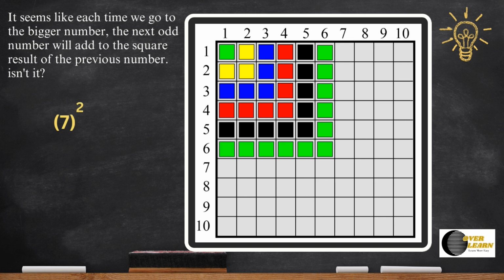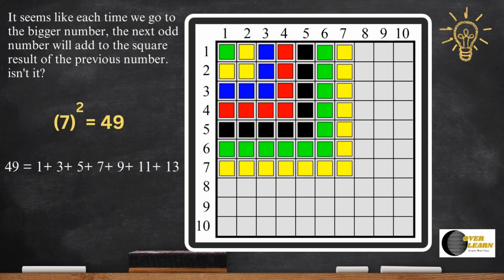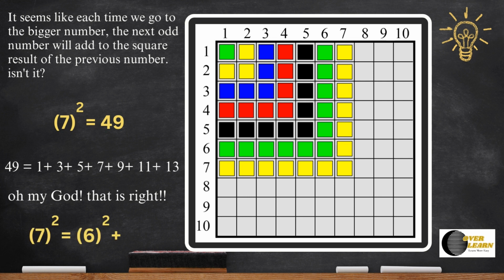7 power 2 is equal to 49. 49 is equal to 1 plus 3 plus 5 plus 7 plus 9 plus 11 plus 13. Oh my god, that's right! 7 power 2 is equal to 6 power 2 plus 13.